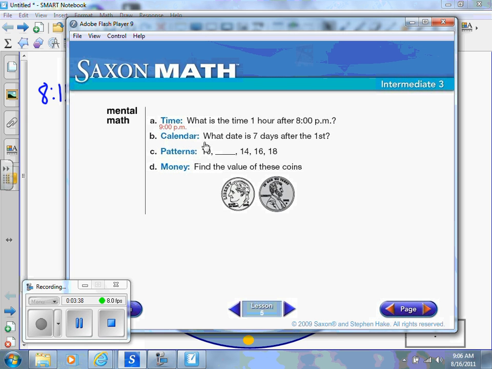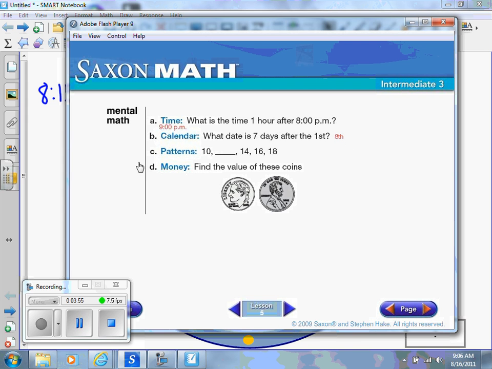Okay, look at B. This one's about the calendar. What date is 7 days after the 1st? What do you think, Sydney? The 8th. Yes, because you would take the 1st and add 7 more days to it, and it would be the 8th.